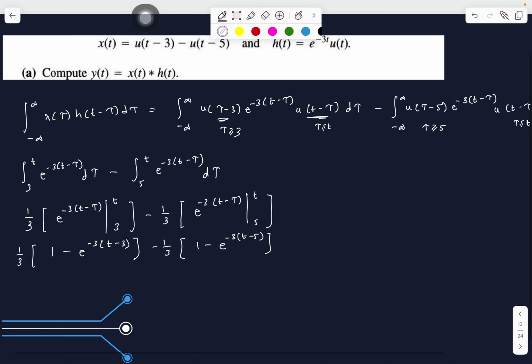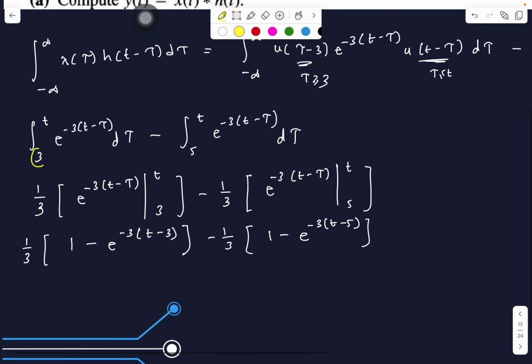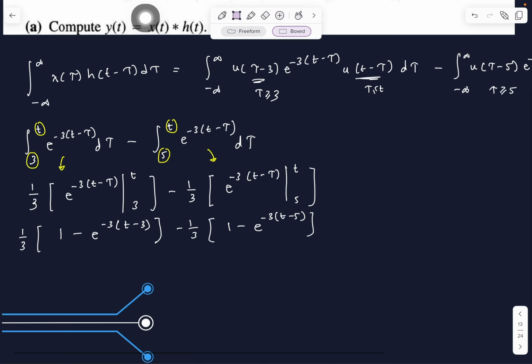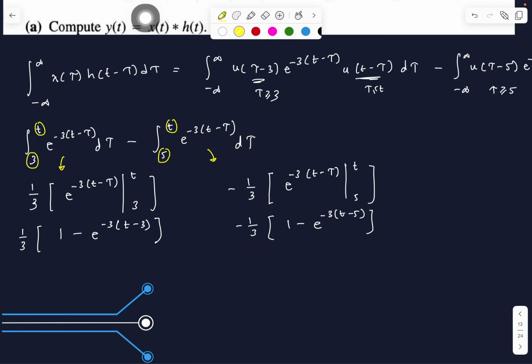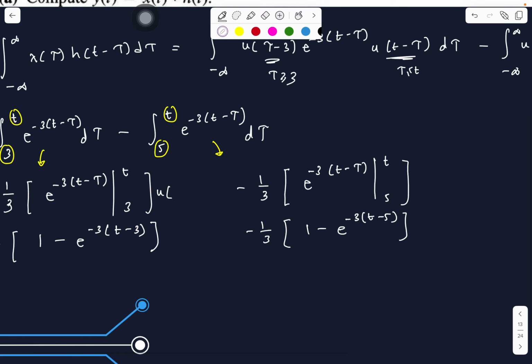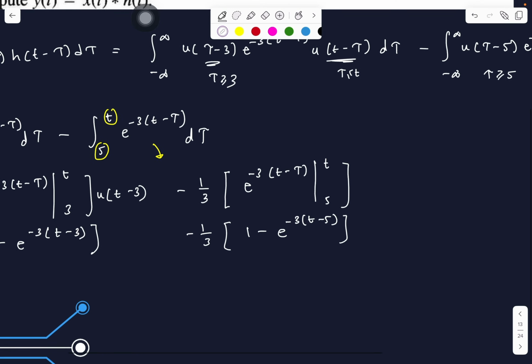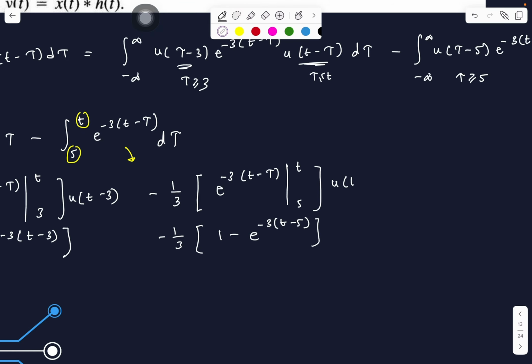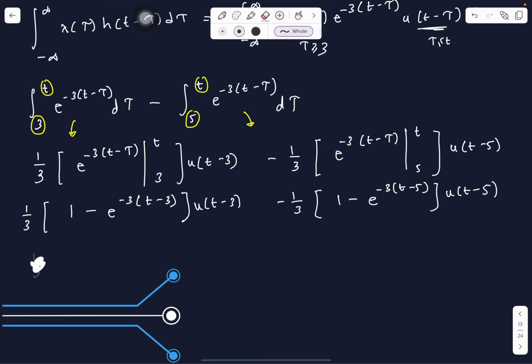Okay, and let's not forget in limits this is valid only between 3 and t. This integral is only valid from 5 and t. So we need to add the unit step functions. So all of this is multiplied with u(t minus 3), and this is u(t minus 5). Okay, so this is the result.